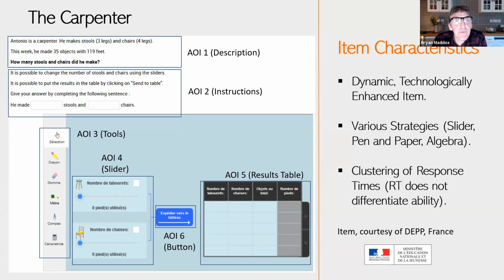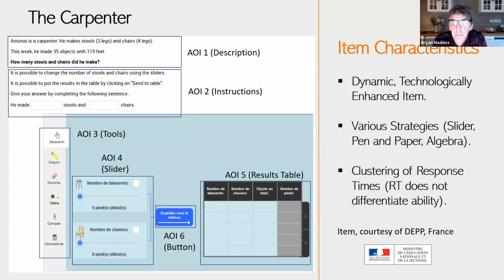Now, a number of things about this item are interesting. There are various ways to get the correct answer. In fact, also various ways to get the incorrect answer. The participants can use the slider and they can do trial and error with the slider. Or if they have more sophisticated mathematical skills, they can actually use algebra to work out the answer.